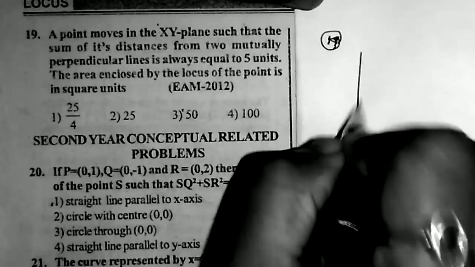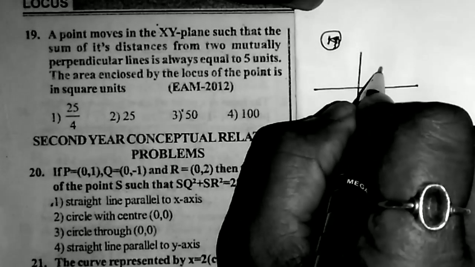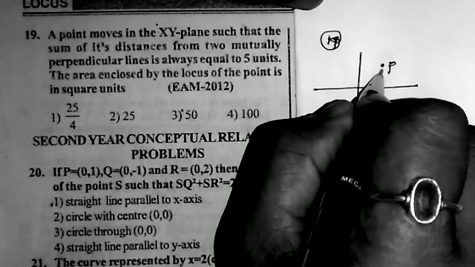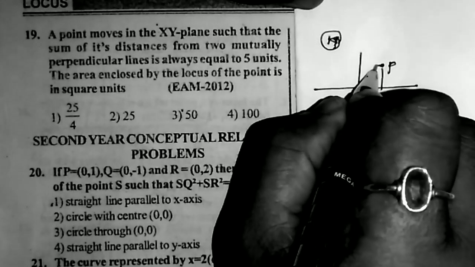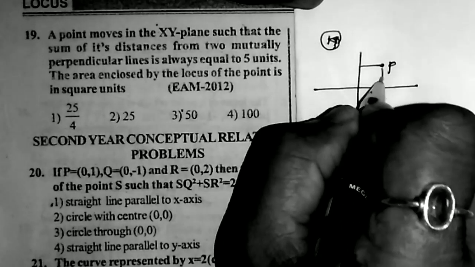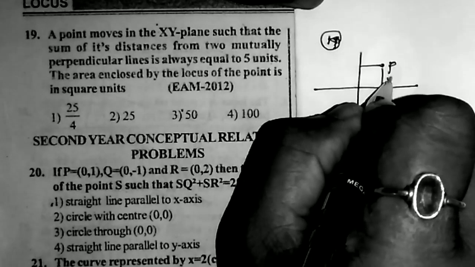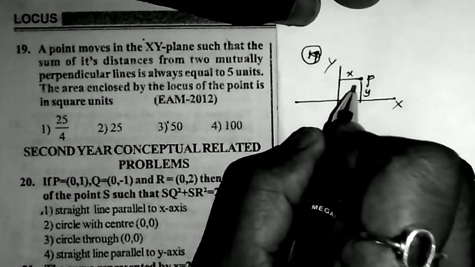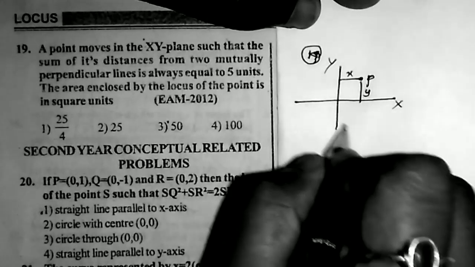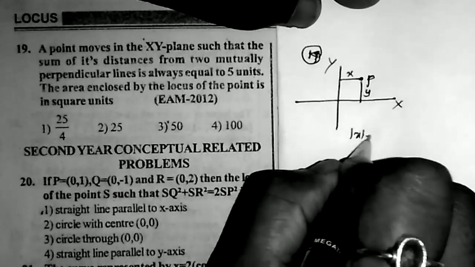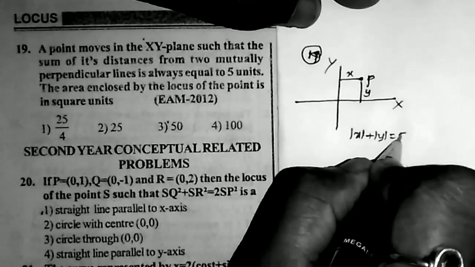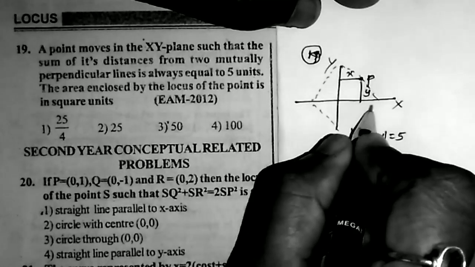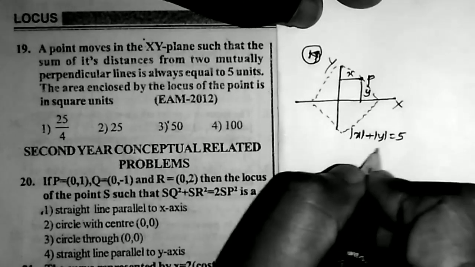So given that a point P moves in the xy plane, such that the sum of the distances from the two mutually perpendicular lines, these are the perpendicular lines. What are the distances? The distance of the point from the x-axis is equal to y, the distance of this point from the y-axis is equal to x. What is given here? The sum of the distances is equal to 5, that is |x| + |y| = 5. So this is the given condition. So what does the equation |x| + |y| = 1 represent? It is a square.